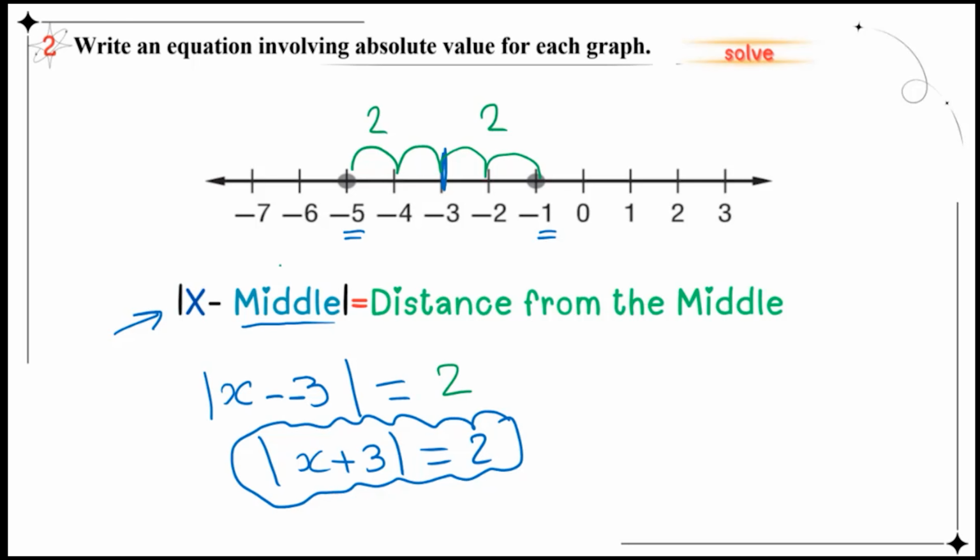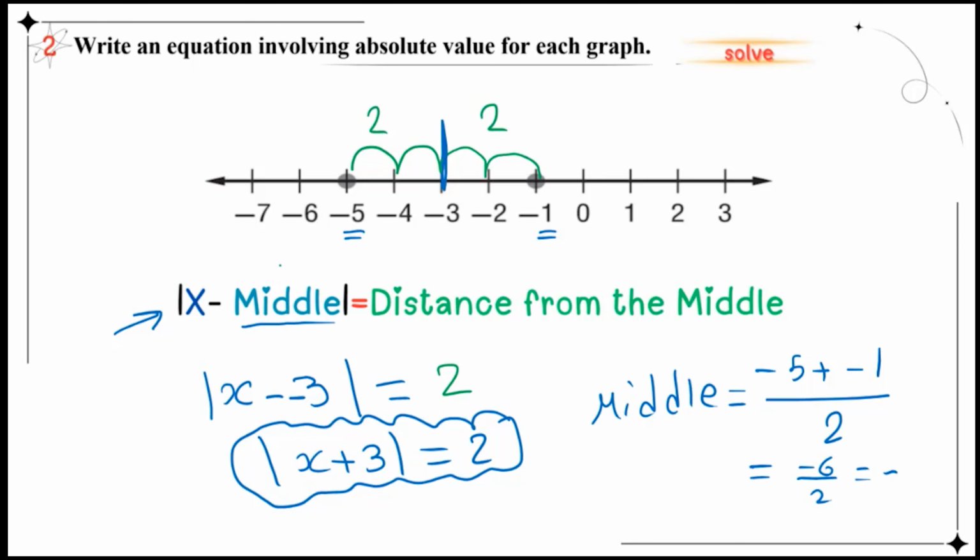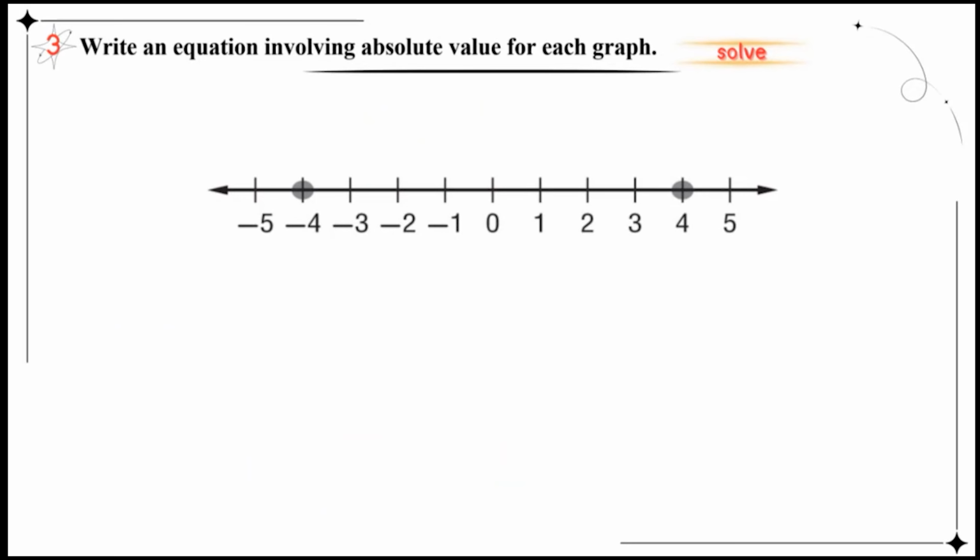Remember, you can also find the middle another way, by finding the average. How? We said the middle equals their sum over 2. Negative 5 plus negative 1, divided by 2: negative 5 and negative 1 make negative 6, over 2 will be negative 3. Same answer.